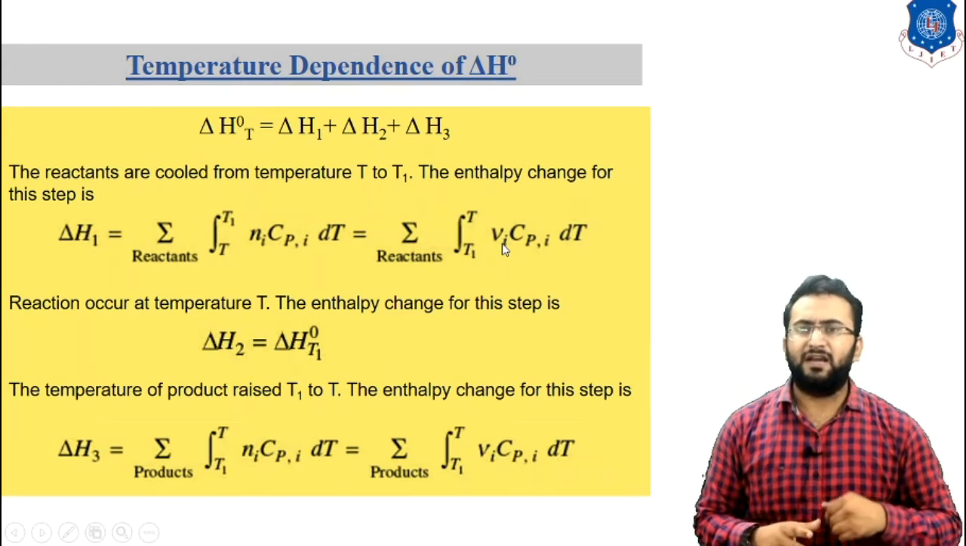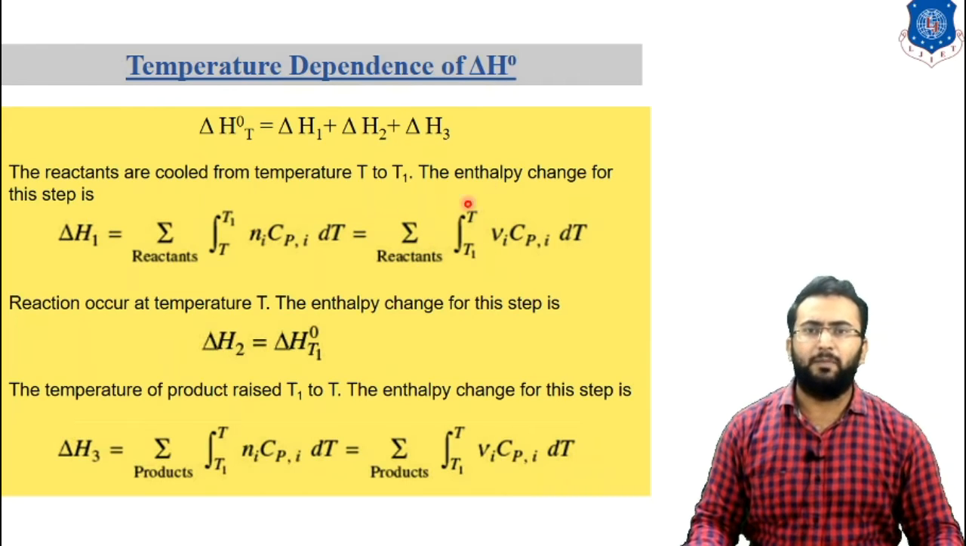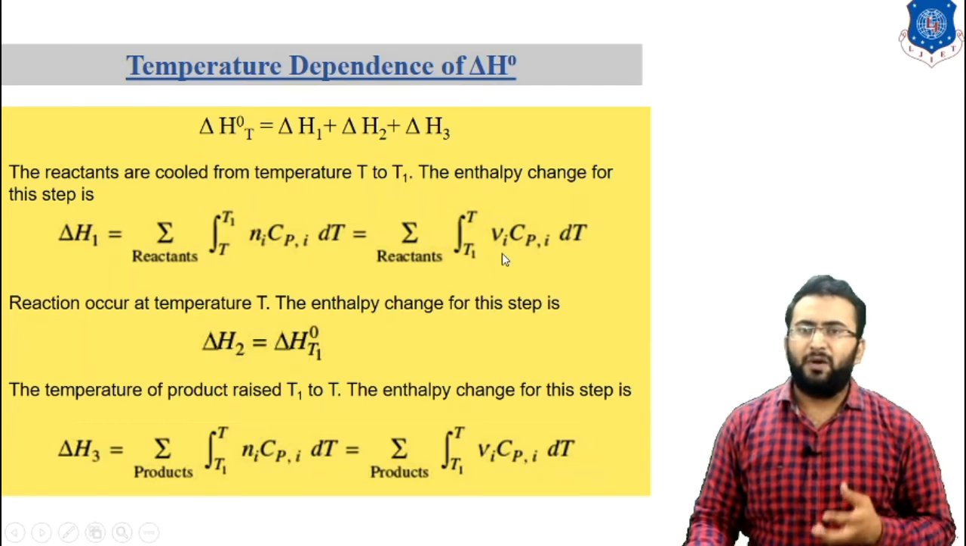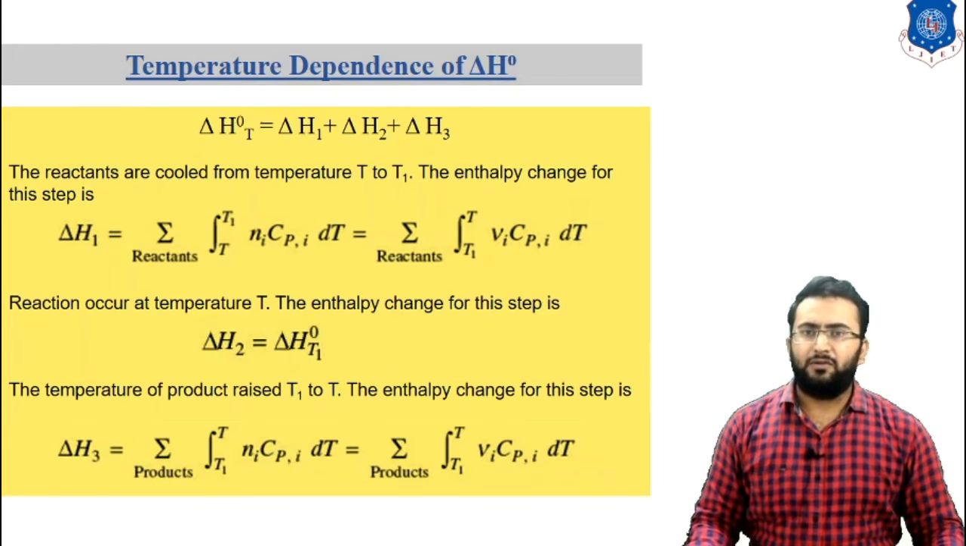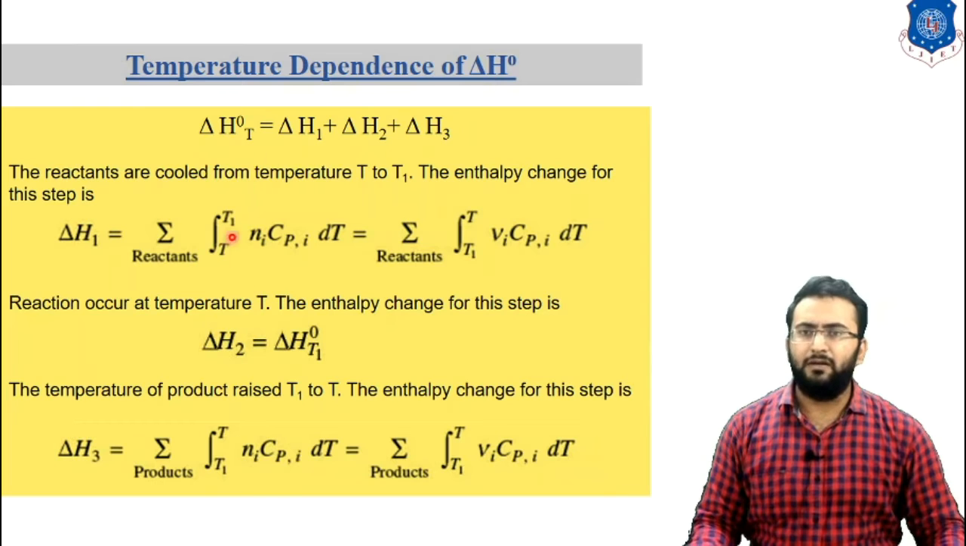The stoichiometric number for a reactant is always negative. That's why we take the minus here and change the limits from T to T1 into T1 to T. So we change the limits because the stoichiometric number for a reactant is always negative. If we take this negative sign into the integration, we have to change the limits from T to T1 into T1 to T. That's why this equation becomes the summation of the integration from T1 to T of Vi Cp dT, where Vi is the stoichiometric number.